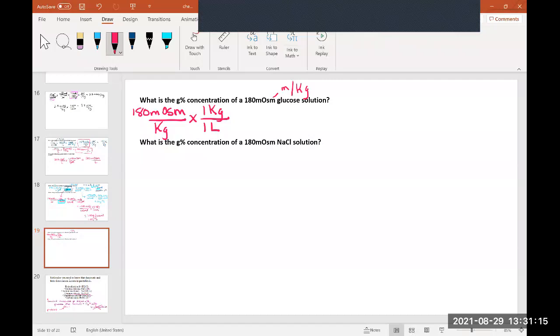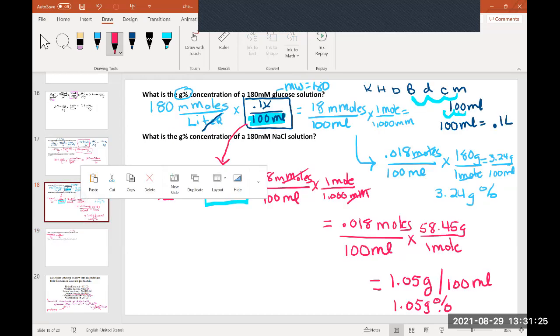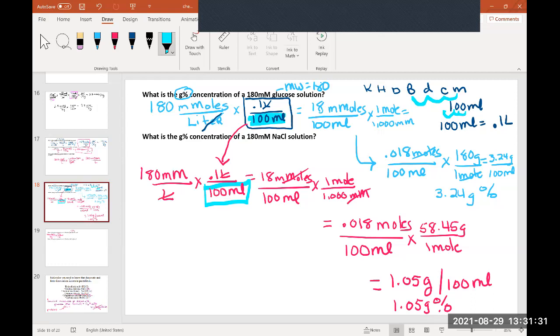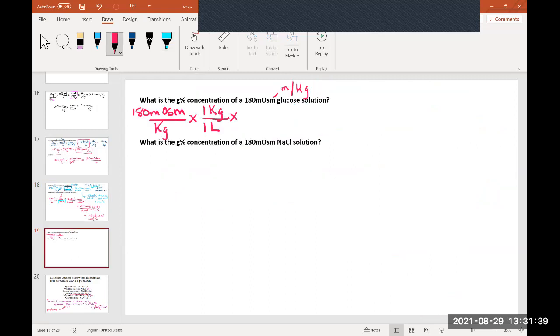So next, I want to take my 1 liter and do our magical conversion. What is 1 liter compared to 100 milliliters? And this is our very important conversion. 0.1 liter is the same as 100 milliliters. And again, you leave this. Do not touch this part. You leave it as 100 milliliters.